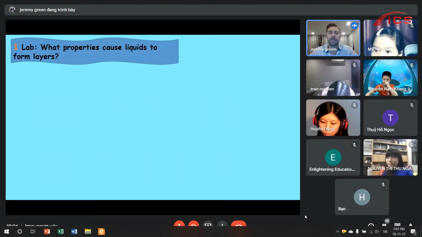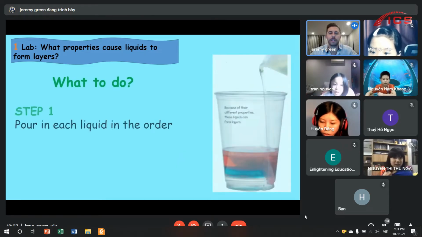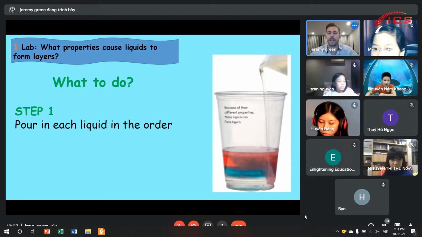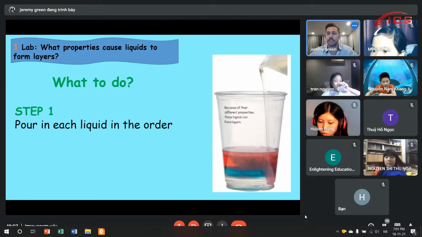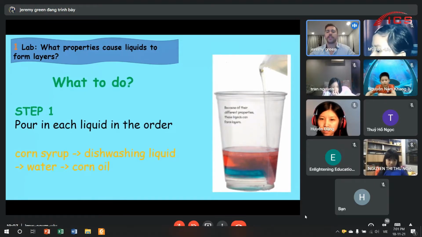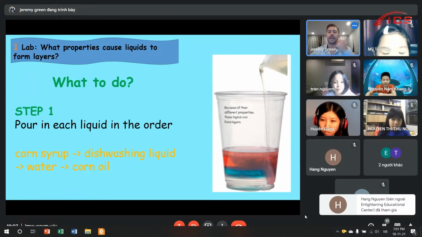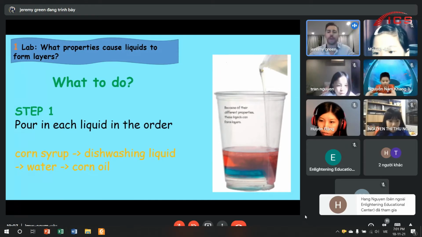Okay, so everyone, what properties cause liquids to form layers? What do we do? We pour in each liquid in order. Because of their different properties, these liquids can form layers. So we got corn syrup first. You can do this at home. Corn syrup first, then dishwashing liquid, then water, and then corn oil.